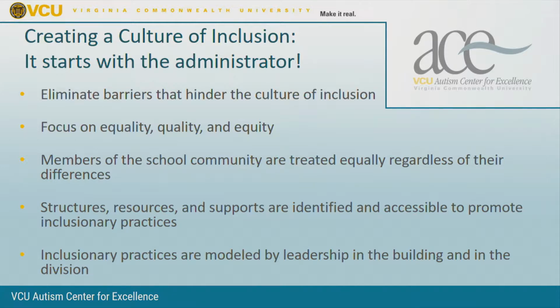Another variable is making sure that all members of the school community are treated equally regardless of their differences. So I'm thinking about gender, race, socioeconomic status, any differences that they may have that may make them different from others in their building. The next variable that we would want to look at would be to make sure that structures, resources, and supports are identified and accessible to promote inclusionary practices.